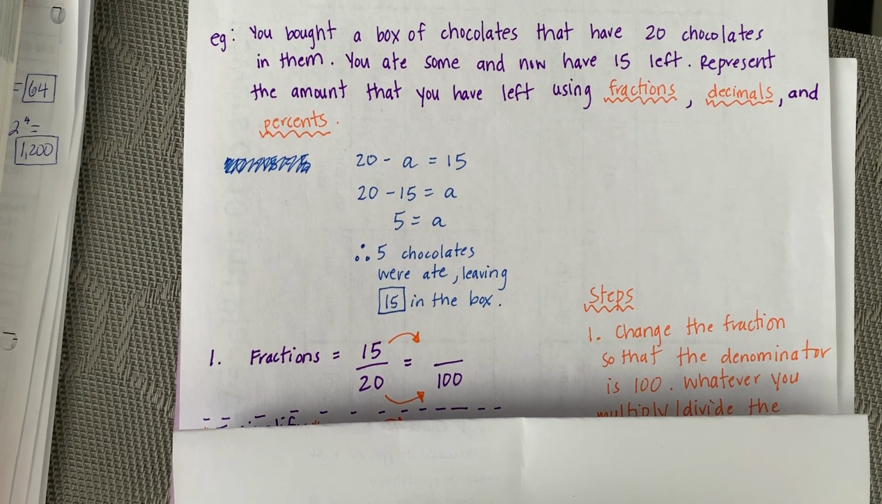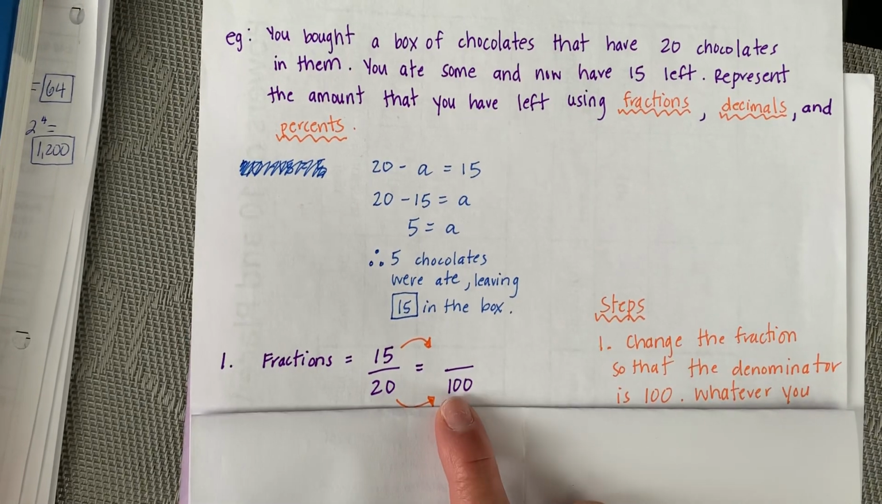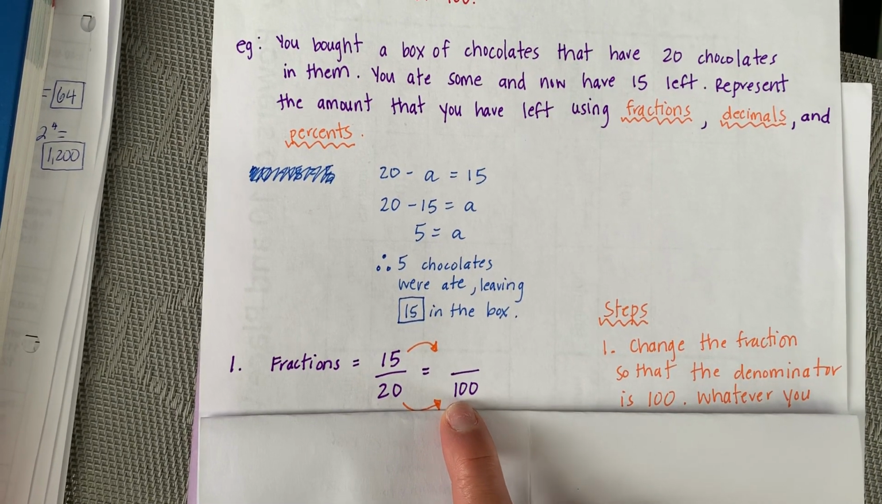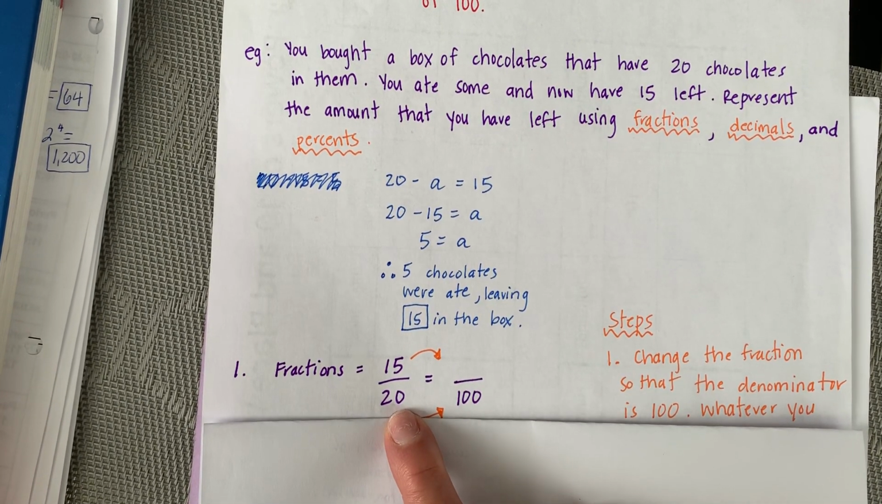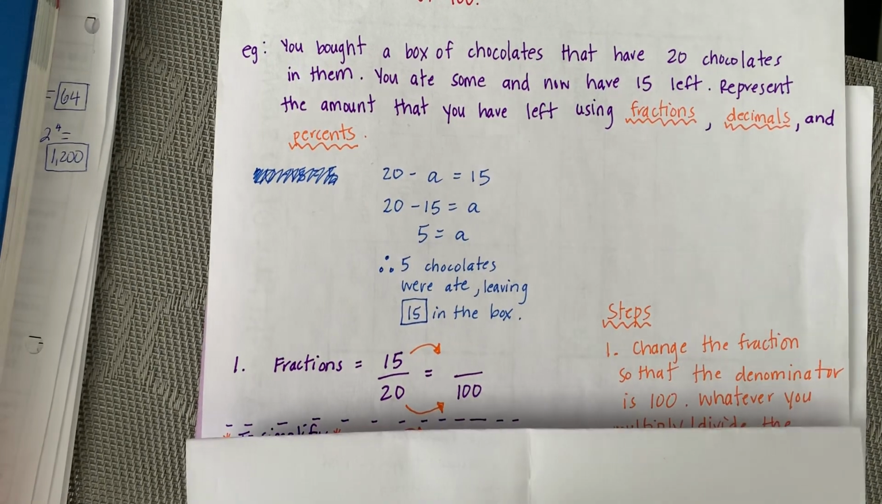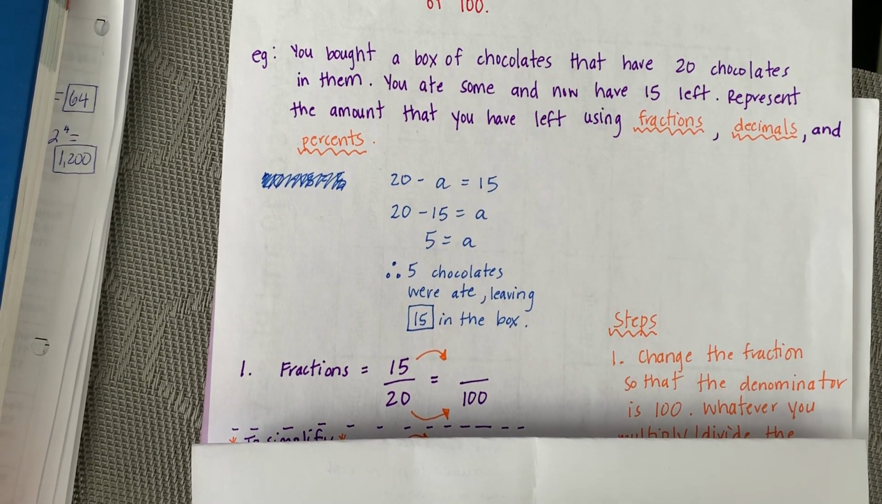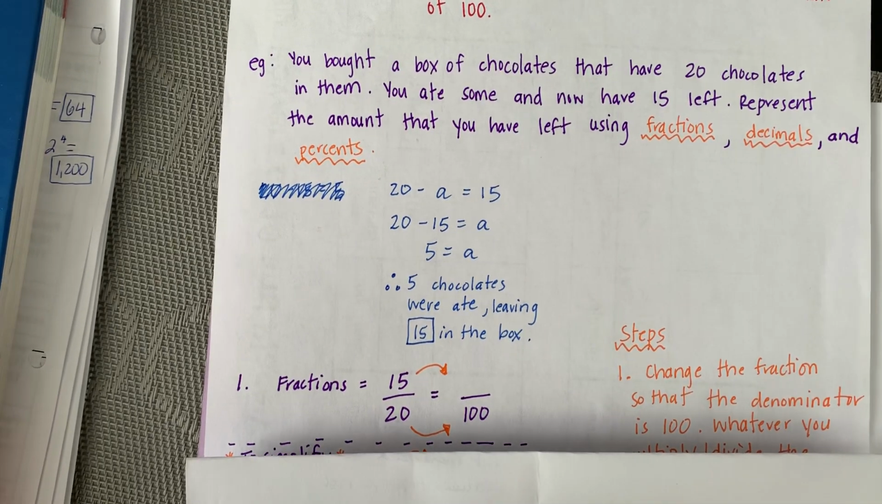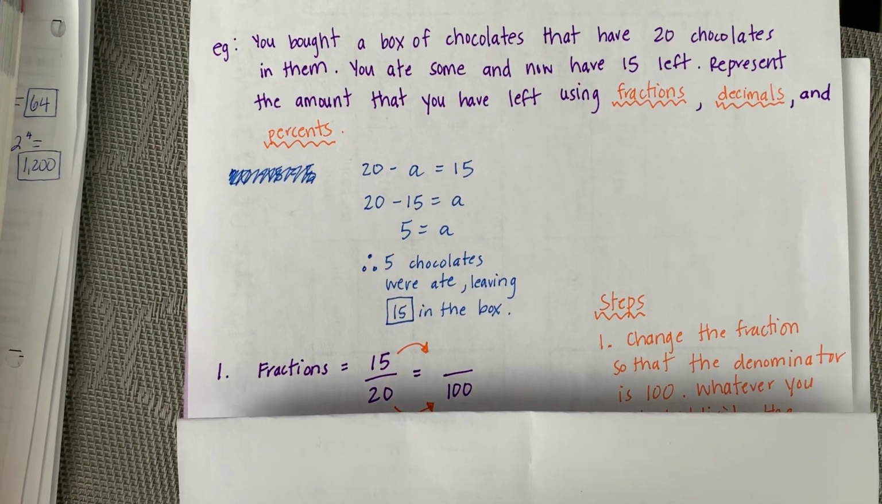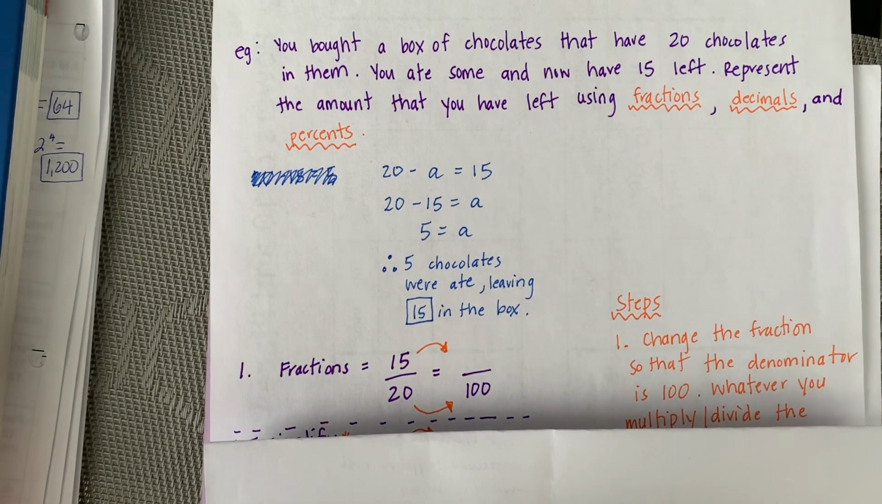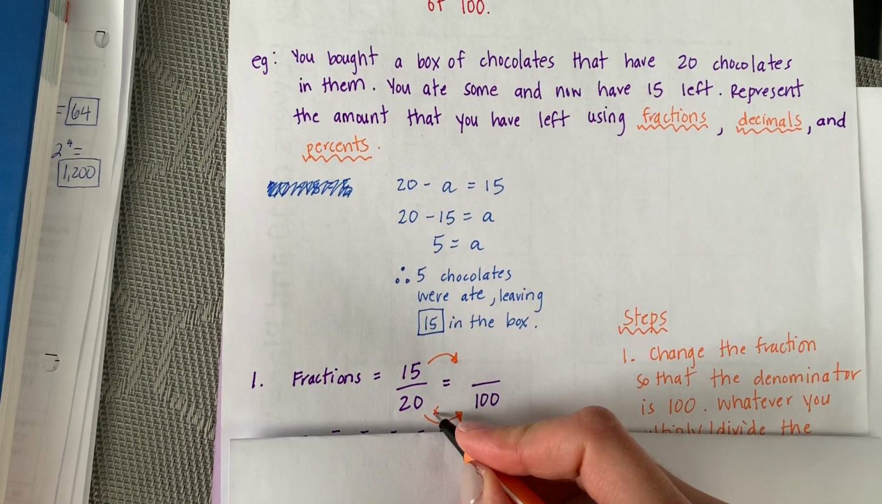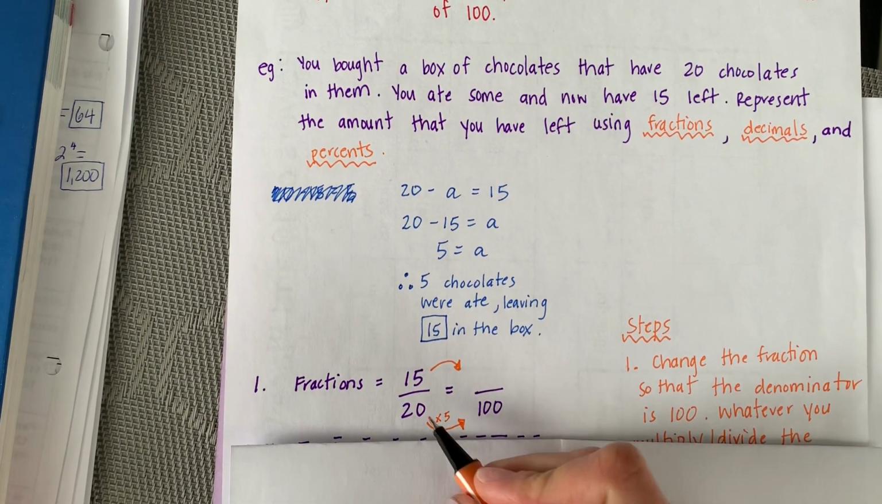So for me to go ahead and turn that into a percentage and then a decimal, I need to find an equivalent fraction. So my denominator, I'm trying to get it to 100. So in order to do that, I know that 20 times something is going to give me 100. It won't work all the time to get a denominator of 100, so it depends on the numbers that you are working with. 20 times 5 gives me 100.